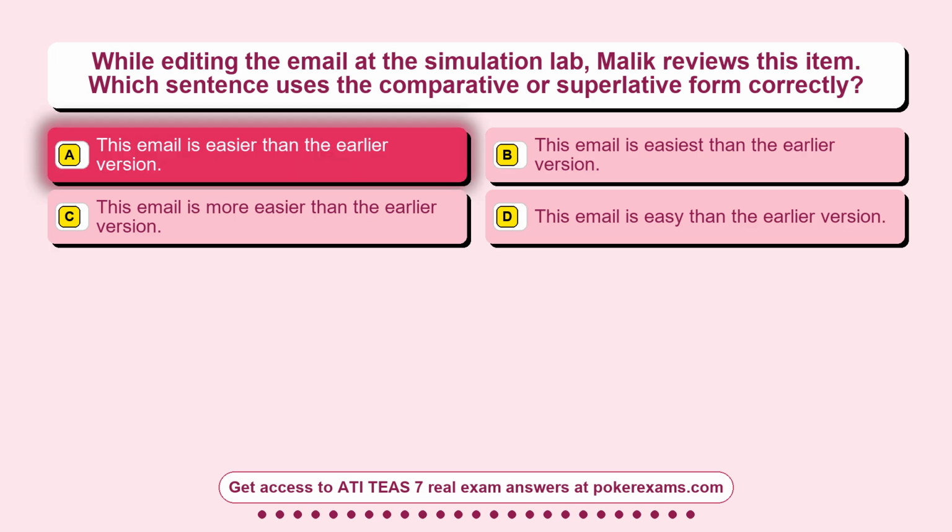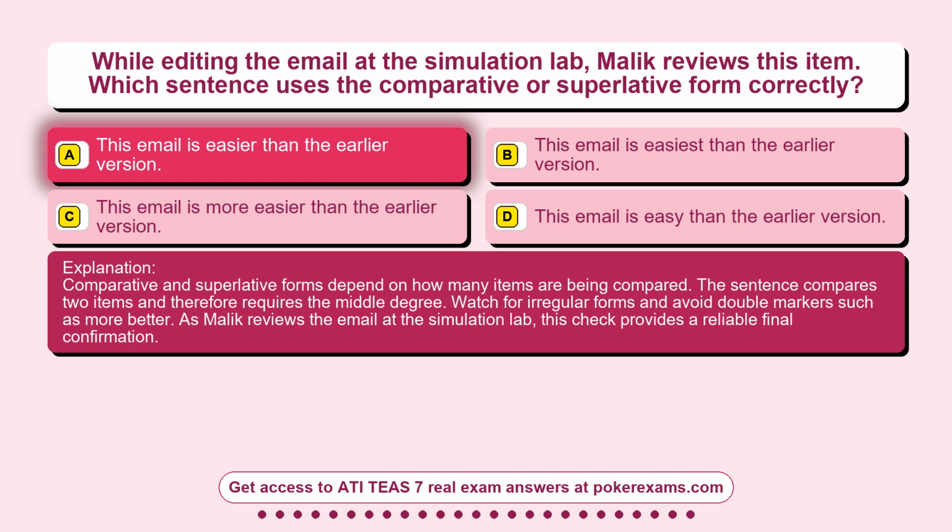The correct answer is option A. This email is easier than the earlier version. Comparative and superlative forms depend on how many items are being compared. The sentence compares two items and therefore requires the middle degree. Watch for irregular forms and avoid double markers such as more better. As Malik reviews the email at the simulation lab, this check provides a reliable final confirmation.